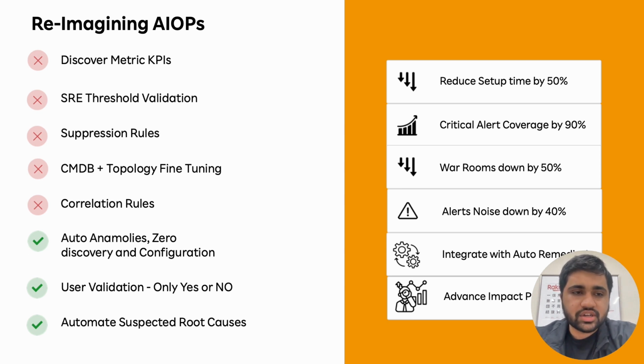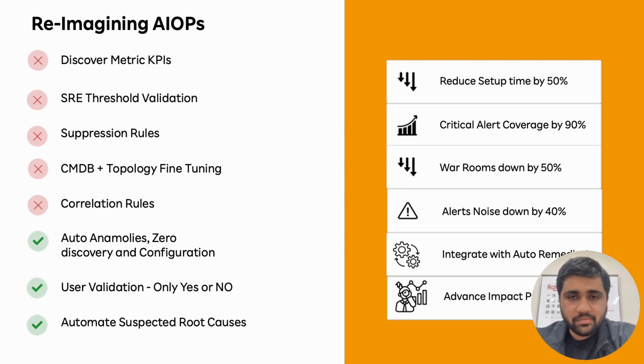We don't want the AI to get validation on its thresholds by the SRE, and we want to get rid of suppression rules and correlation rules as well, along with CMDBs and fine tuning of the topology. We expect anomalies to be auto detected with zero discovery and configuration, nothing to be manually set up, no manual intervention at all. We want it all to be automatic.